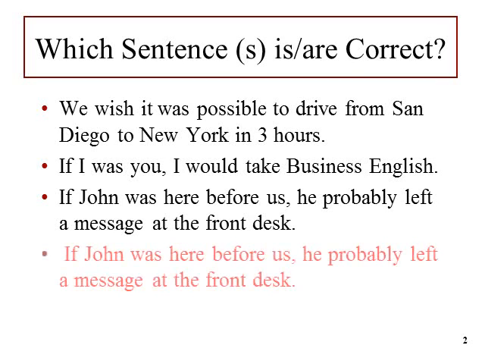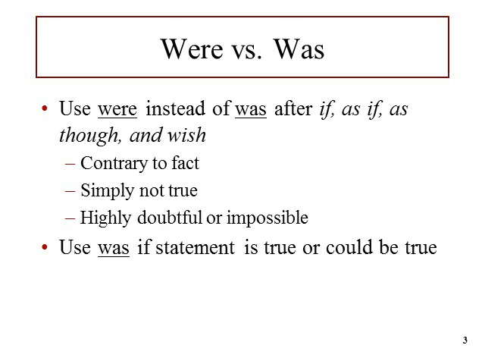Let me show you. If John was here before us, he probably left a message at the front desk. That's the only one that's correct. That's because in these first two, rather than was, we actually need the verb were. We wish it were possible, and if I were you. Why is that the case? We'll take a look. Here's the rule.